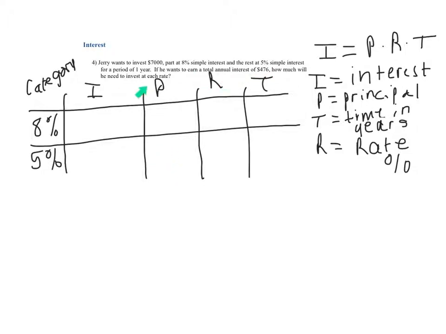So how much will we need to invest at each rate? That's going to be an unknown. We're going to have X's in here. So let's go to something else that we do know. Well, the interest rates, the 8% and the 5%, we can put 0.08 here and 0.05 here.